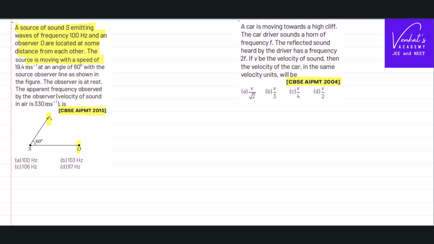The source is moving with a speed 19.4 at an angle of 60 degrees. The angle is given for us. The observer is at rest. What is the apparent frequency heard by the observer?